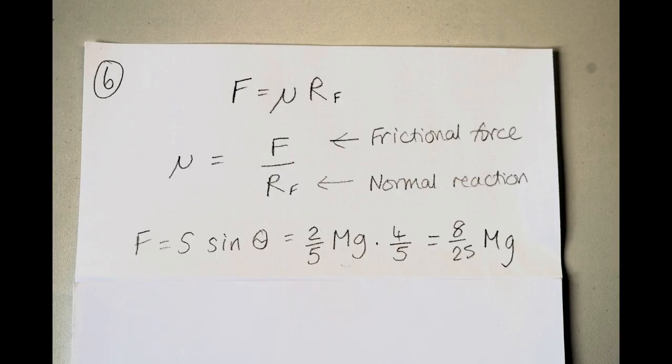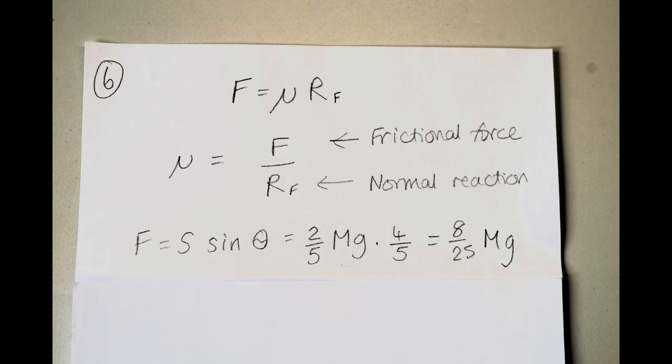We got to the bottom of what S was in part A, so we can substitute that in, and we also got to the bottom of what sine theta was earlier on in the question. So let's put those two things in there. S is 2/5 mg for part A, and sine theta is 4/5. So simplifying, we find out that the frictional force is 8/25 mg.